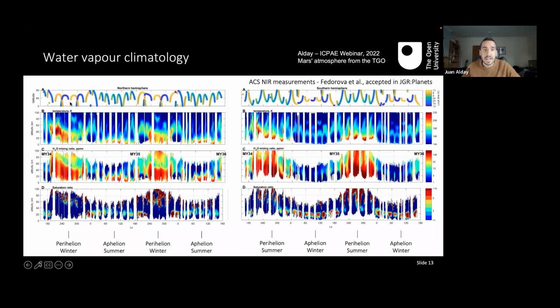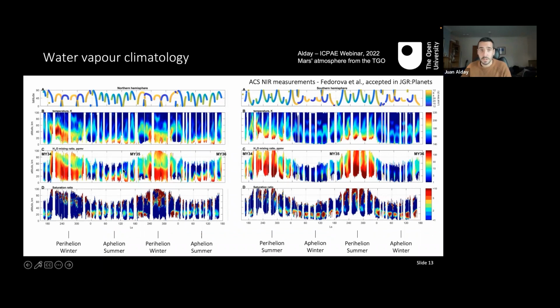and this is using measurements from the near-infrared channel on ACS. This is kind of a busy plot, but I think that it summarizes quite well what we see about the vertical structure, the climatology of the vertical structure of water vapor. So here on the x-axis, you can see the solar longitude for 2 Martian years. So the second half of Martian year 34 till here, the full Martian year 35, and the first half of Martian year 36. And then on the y-axis, you can see the altitude for the temperature, water vapor mixing ratio, and the saturation ratio.